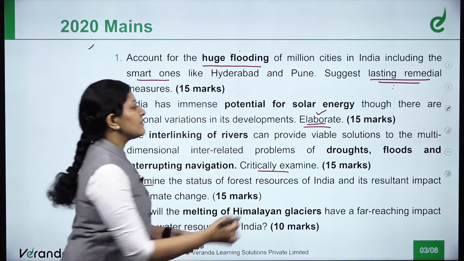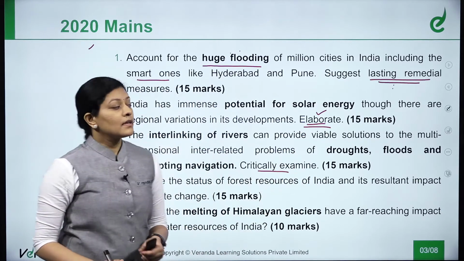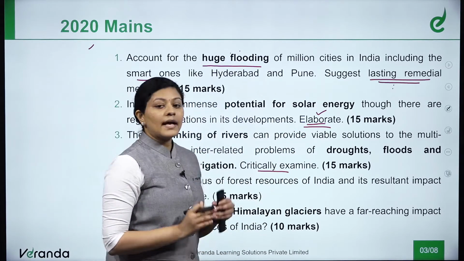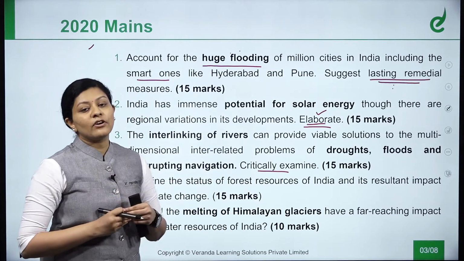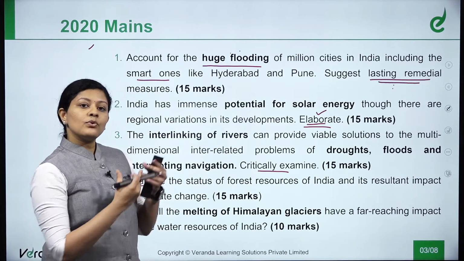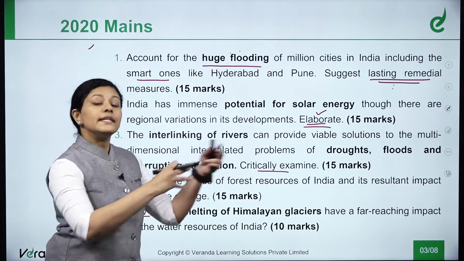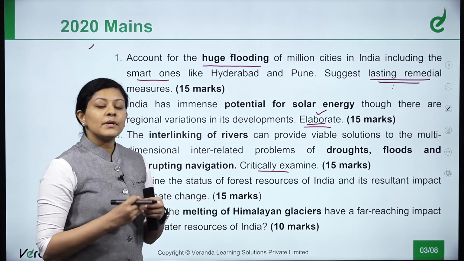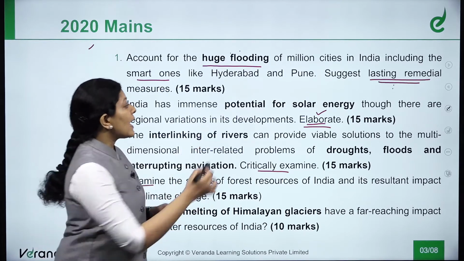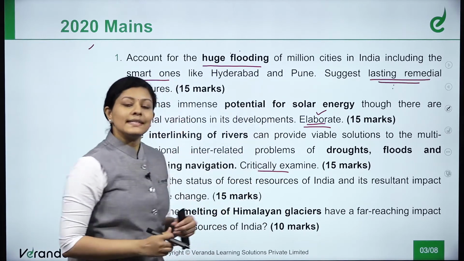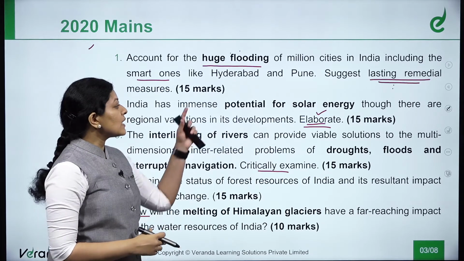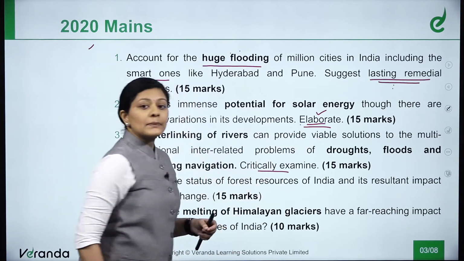So what is the difference between these questions? See, elaborate as such, what is the exact meaning of it in English? Elaborate means to talk in detail about. So this particular statement has to be talked about in detail. What are all the informations you have in your mind? The statement has to be written in detail. So that is the main motive of this question.